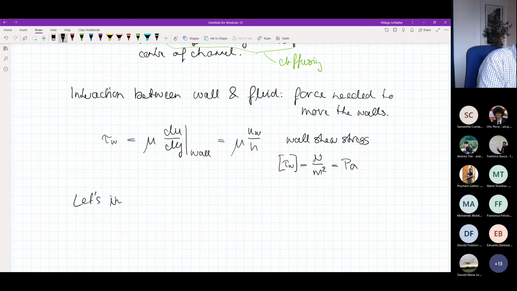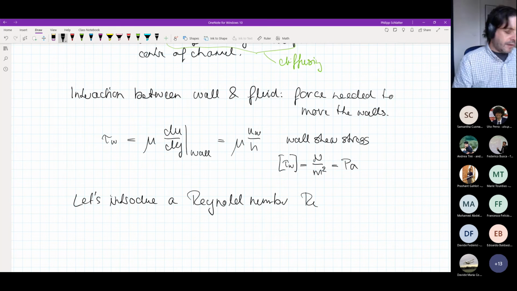So let's introduce a Reynolds number. And that's typically abbreviated with Re. And of course, Reynolds number, I guess you all have heard about that. The Reynolds number is, I think, by far the most relevant non-dimensional number in fluid mechanics. Everything depends on the Reynolds number. There's no technical flow where the Reynolds number or variants of the Reynolds number are not important.